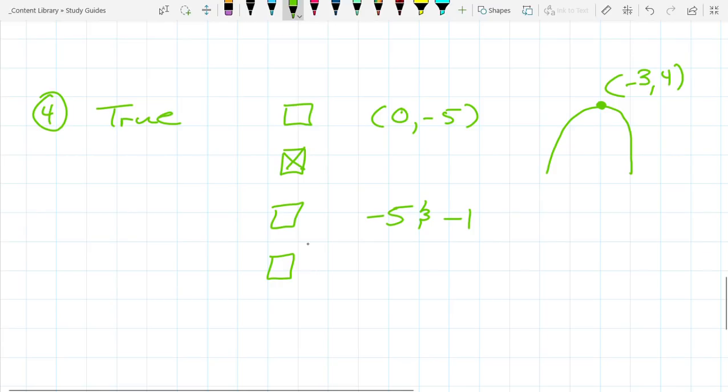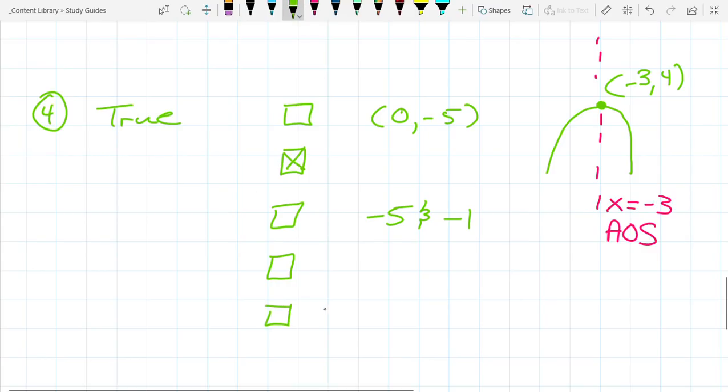The fourth statement says the y-axis is a line of symmetry. Well, we know that's not true because the line of symmetry has to go through your vertex. And if it goes through the vertex, that means the equation of this line is the x value. So x equals -3. That is your axis of symmetry. So the fourth box is not going to get checked either.